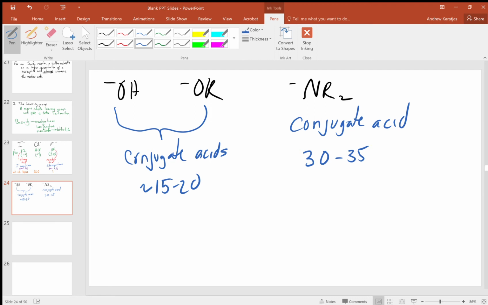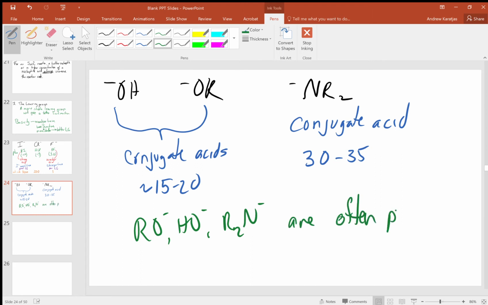And so in general, both OR minus and NR2 minus are often poor leaving groups. That's not to say that we'll never see them as a leaving group, because in fact, there are reactions where we will see, especially hydroxide, as a leaving group. But it's not a good leaving group.